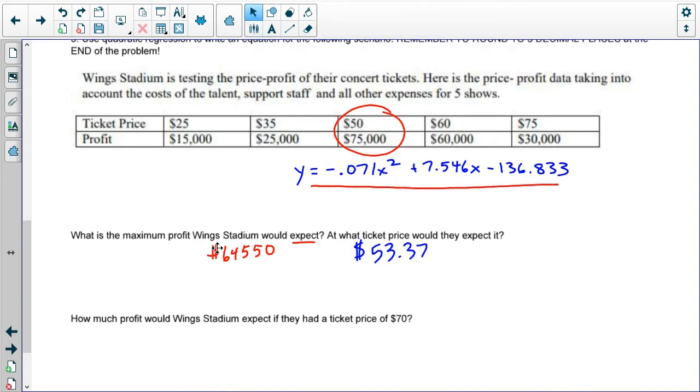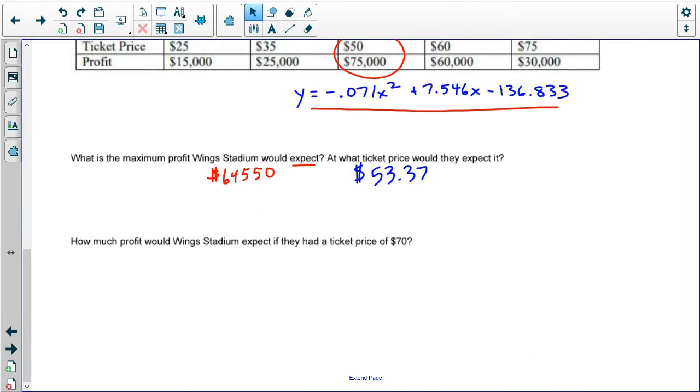And again, models aren't perfect, and in real life, things happen. So, for example, the $50 ticket, there may have been some act that was really hot at the time for that concert, and so more people ended up showing up than you would think, and they maybe didn't price the tickets accurately in order to make the most money.